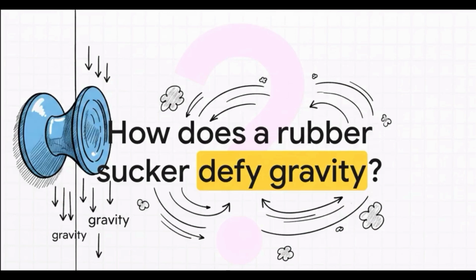But before we get too deep into the physics, let's start with a little everyday mystery. How does a simple rubber sucker defy gravity to just stick to your wall? I mean, think about it. There's no glue, there's no tape involved, and yet it holds on with this incredibly strong grip. Well, before we wrap up today, we are absolutely going to solve this mystery, and you'll see exactly how the invisible forces all around us make it happen.